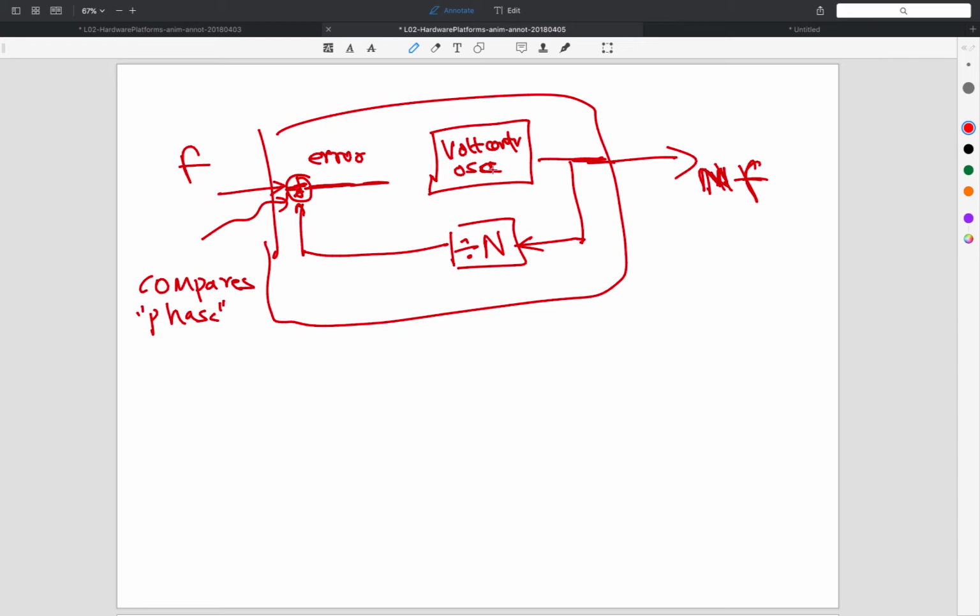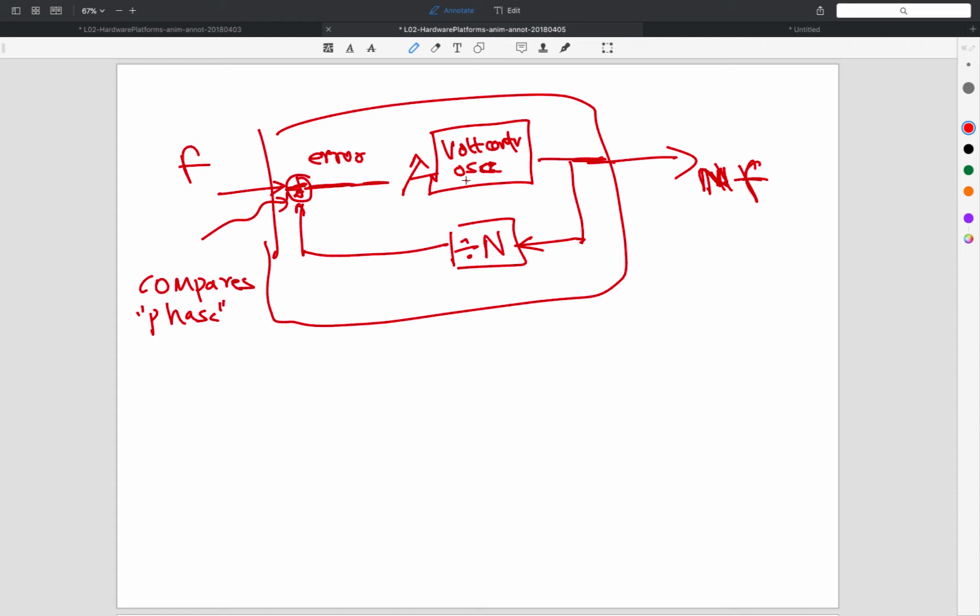So the idea is that as the error changes, I'm going to feed this control signal to this oscillator. If the frequency is less, the oscillator will be sped up. If the frequency is high, it is slowed down, like a control system. So I'm using this error to control this oscillator so that I'll get the right ratio.